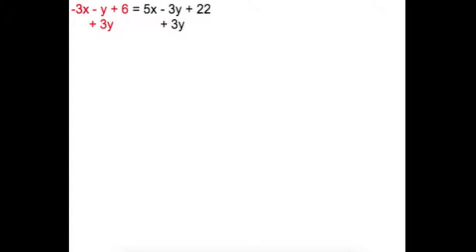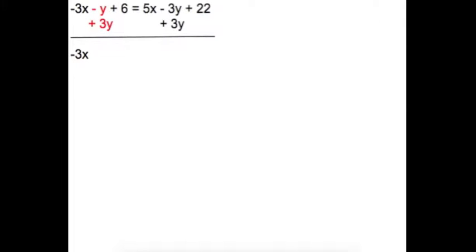Let's simplify the left side of the equation first. We know that we will combine the two terms that have y's in them. Negative 3x and positive 6 we can just bring down. So it will be negative 3x, negative y plus 3y will be a positive 2y, and we will bring down the plus 6. So simplifying the left side of the equation, we get negative 3x plus 2y plus 6.